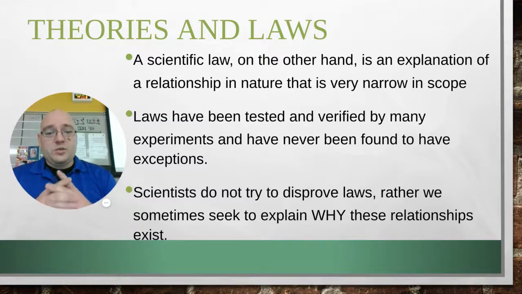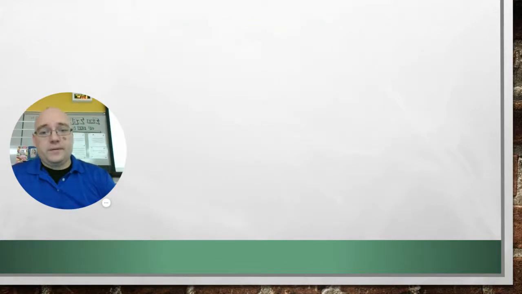All right. Scientists do not try to disprove laws. Rather, we sometimes seek to explain why those relationships exist. We've observed billions of times that a rock will fall when you drop it. So the whole purpose of a lot of science is to explain why. Why does it do that? Okay, let's experiment and see why. We know that this is what happens. Now, why? So laws are the things that we absolutely know, and then science seeks to find out why.